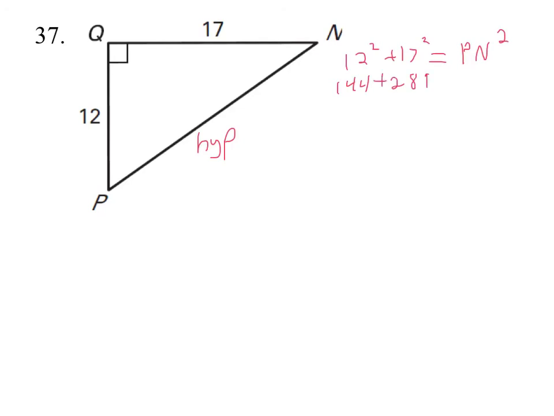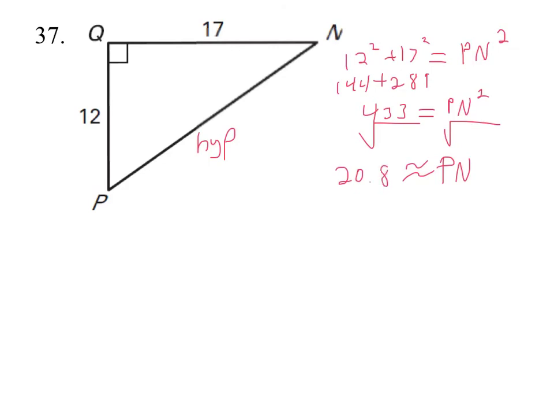You need to add those. And when you add those, you get 433. And then, because this is still being squared on the right side, we have to take the square root of each side. So you can actually just type in square root of 433. And we can round to 20.8.